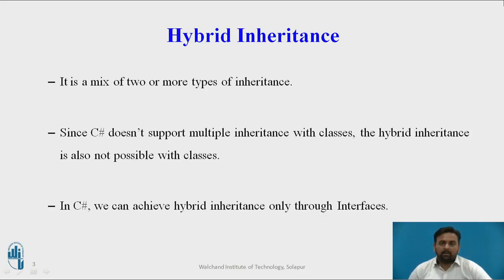Just like we know single inheritance, multiple, multi-level, hierarchical. So, it is a mixture of two or more types of inheritance, that is why it is called hybrid inheritance. But since we know that C# does not support multiple inheritance with classes, hybrid inheritance is not possible with classes. Then how to resolve that issue? We implemented multiple inheritance using interfaces, so likewise we are going to implement hybrid inheritance also using interfaces.